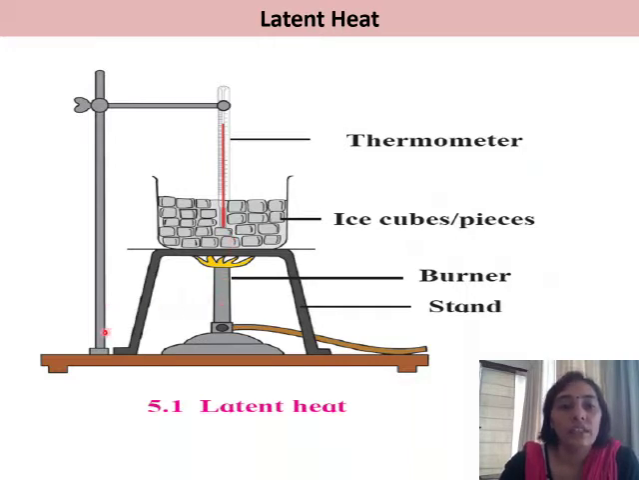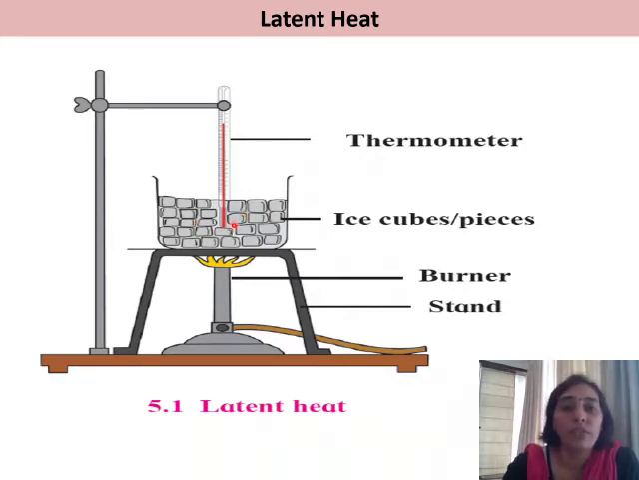Then there is one more stand that we have suspended, and through that a thermometer is suspended. The bulb of the thermometer is adjusted in such a way that the bulb is between the ice cubes. It is surrounded by ice cubes so that we can get the correct temperature.